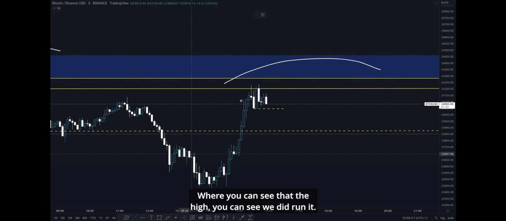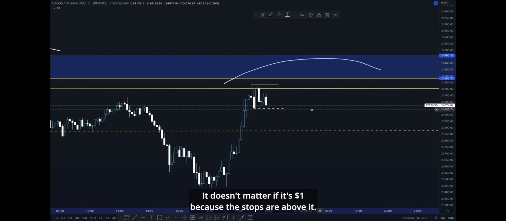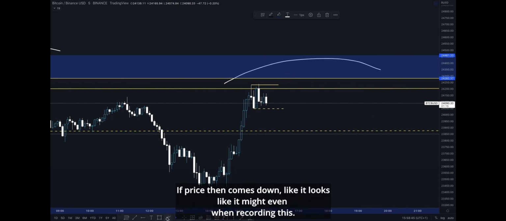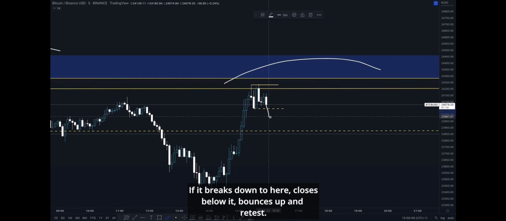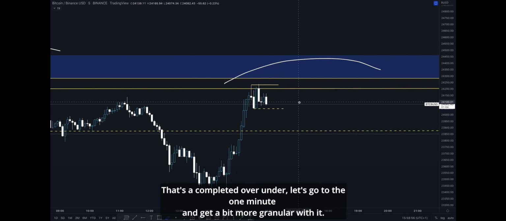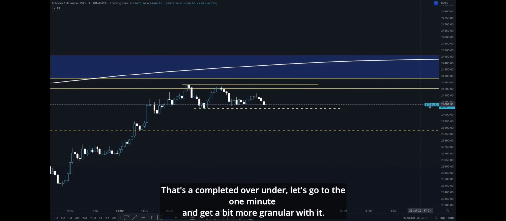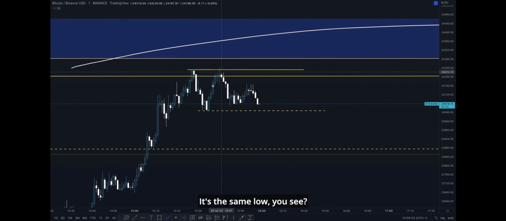So you can see that the high, you can see we did run it. All that matters is running. It doesn't matter if it's $1, because the stops are above it. That was the low. This was the high. If price then comes down, like it looks like it might even when recording this, if it breaks down to here, closes below it, bounces up and retests, that's a completed over-under. Let's go to the 1 minute and get a bit more granular with it. It's the same low. See, it was all green candles up to here. So we're still looking at the same low.